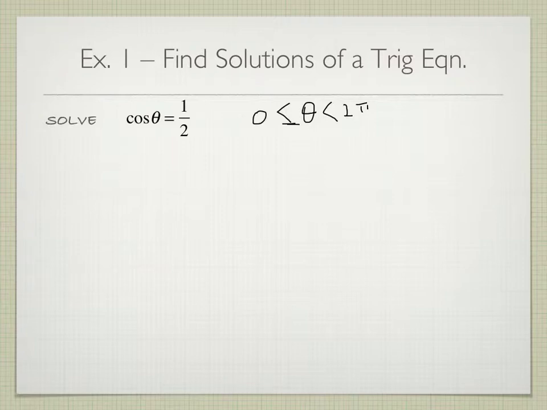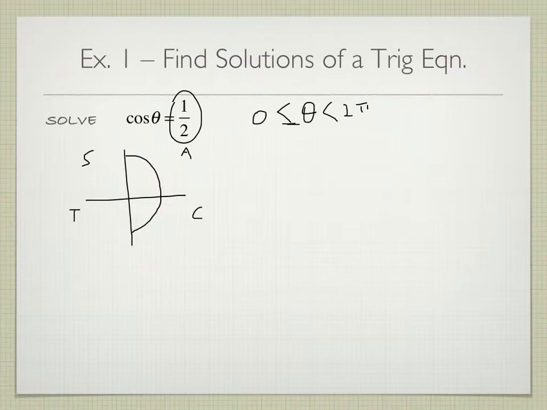If we want to find the angles, the values of theta when cosine is 1/2, we can look at our unit circle. And we know that because the cosine is going to be positive here, it's going to be on this half of the circle because of ASTC. All right, so we're going to look at the angles here.